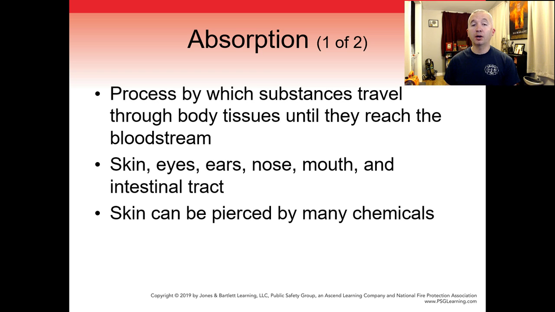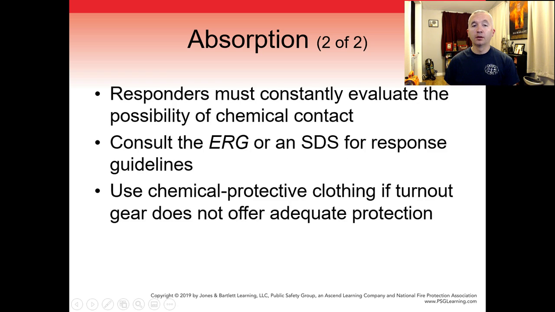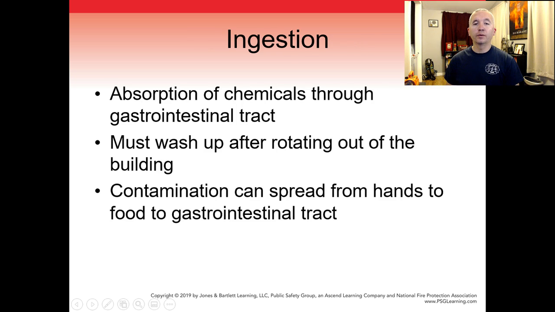Asphyxiants prevent the body from using oxygen and cause suffocation. Carcinogens cause cancer. Responders must constantly evaluate the possibility of chemical contact. Consult the ERG or the SDS for response guidelines. Use chemical protective clothing if turnout gear does not offer adequate protection to you. With ingestion, it is the absorption of chemicals through the gastrointestinal tract.